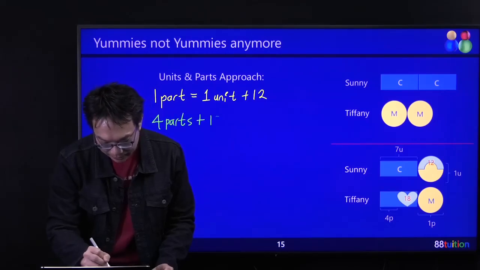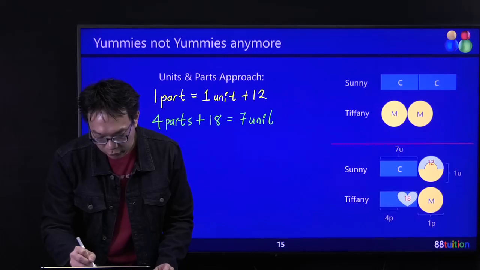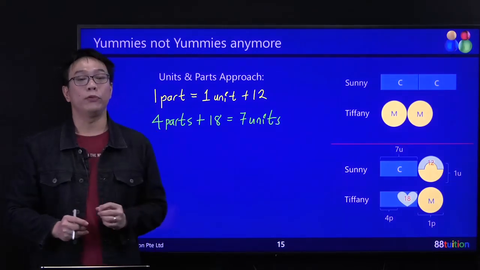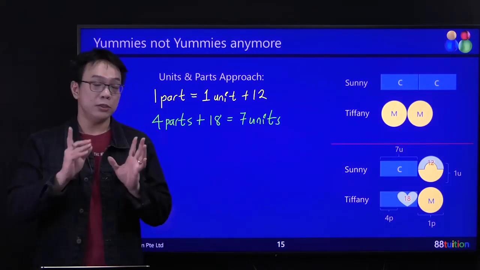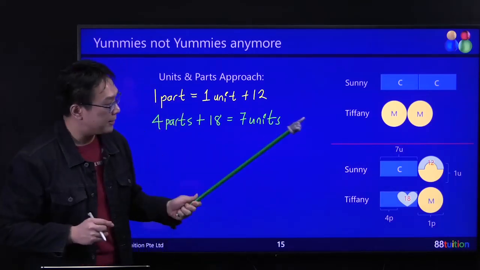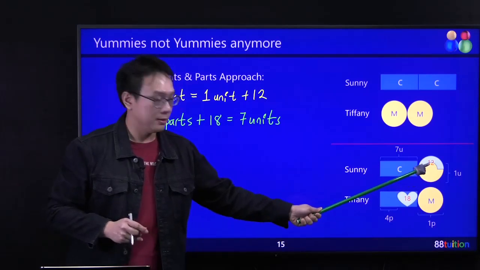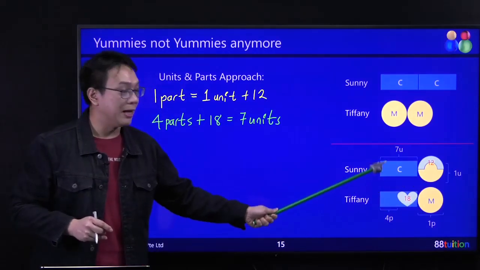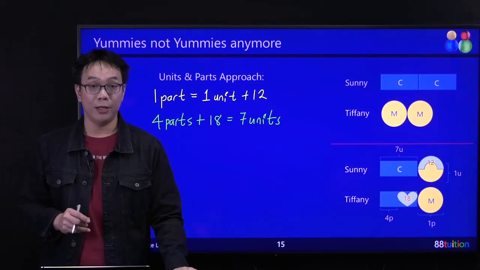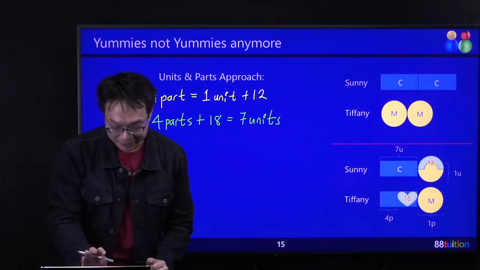Plus the 18 that Tiffany added, the candies, that will give you 7 units. So these are the two very important statements you have to come up with yourself. Many students have problems coming up with these two statements. So the best thing is to draw nicely and compare the muffin with the muffin and the candies with the candies. Is that okay?